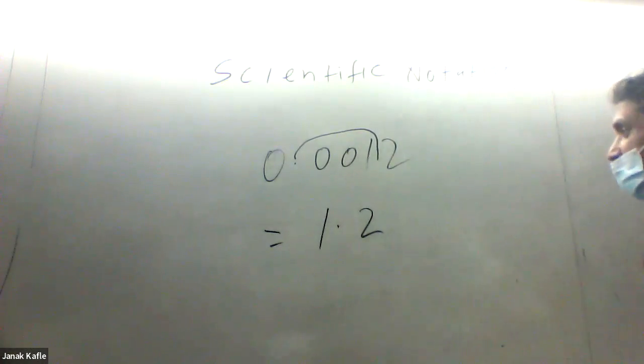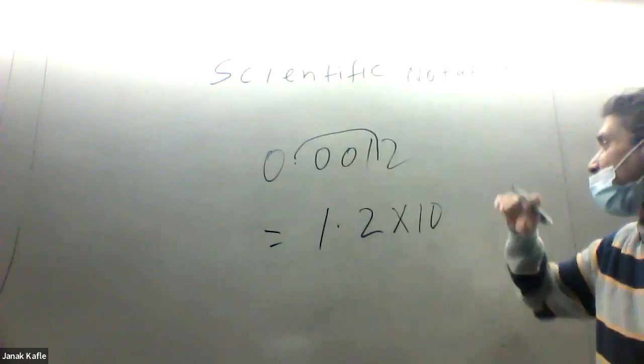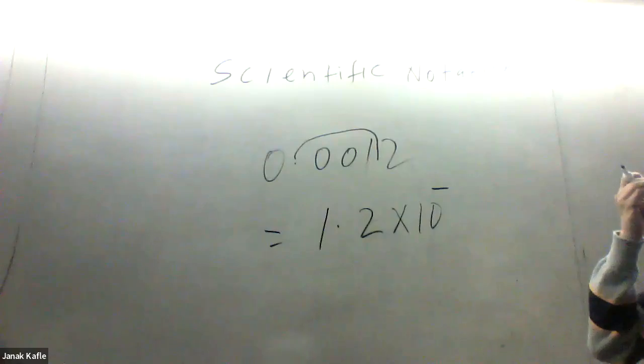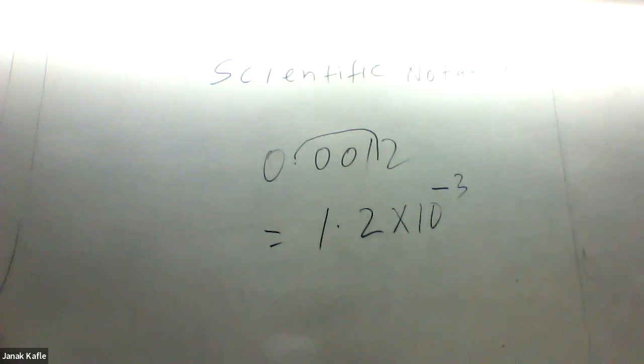So 1.2. Now multiply by 10 to the power. Since I moved the decimal back, I am going to write minus, and 1, 2, 3. So I pushed the decimal 3 steps back. So I put minus here because I pushed the decimal 3 steps back. Everybody got that? Like this. Good.